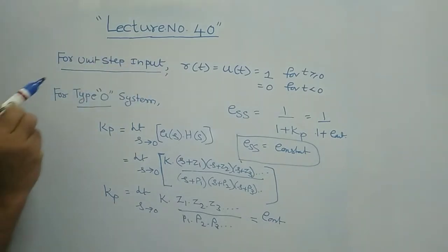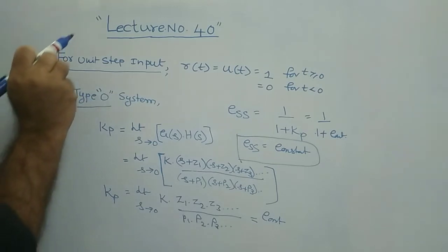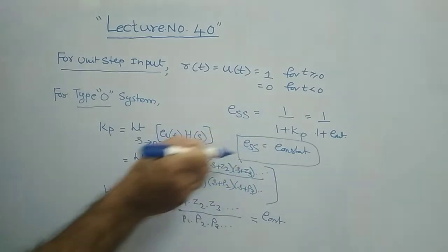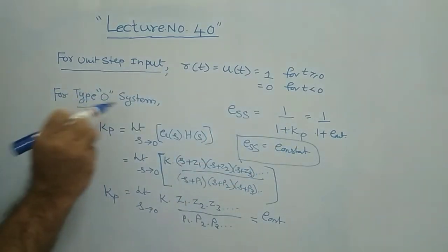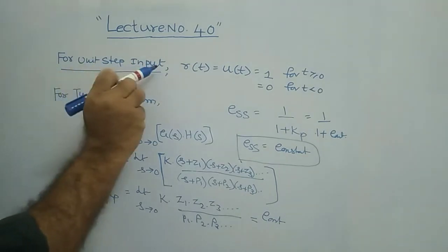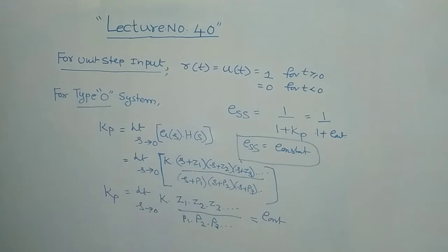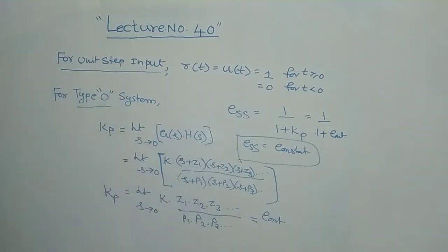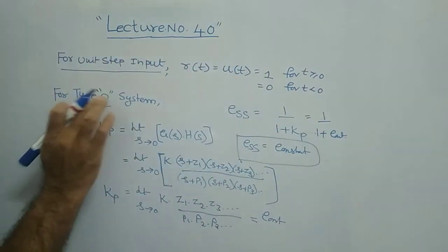Clear? Therefore for a type 0 system, with the step input, you will have a constant steady state error. Understood? And now let us see the same expressions with a type 1 system.